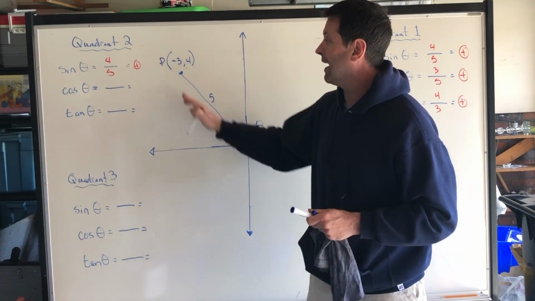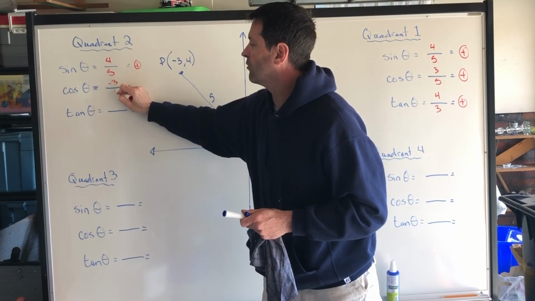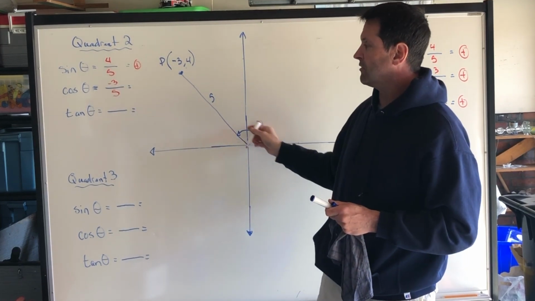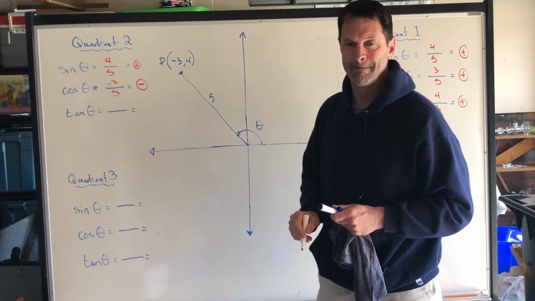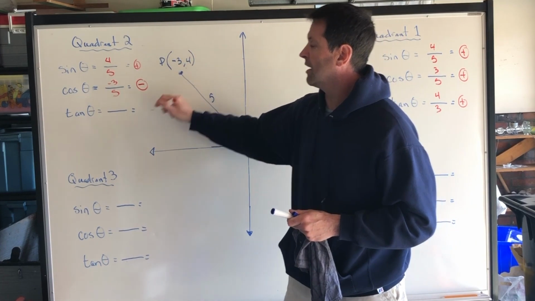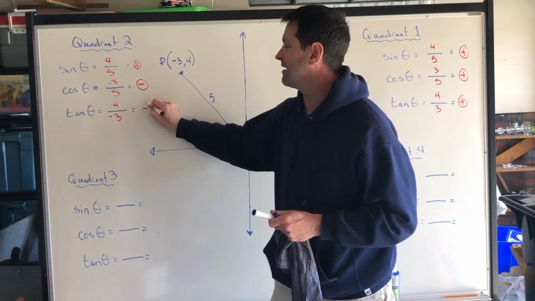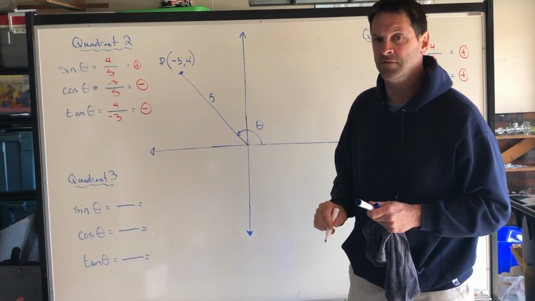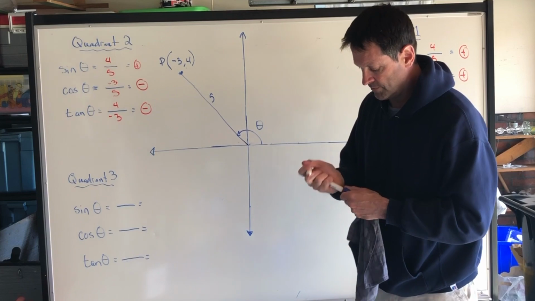The cosine value, the x coordinate is negative. That's negative 3 over 5. So when the terminal arm is in quadrant 2, the cosine value is negative. The tangent value, that's y over x. 4 over negative 3. 4 divided by negative 3, that's a negative value. So the tangent value is negative when the terminal arm is in quadrant 2.